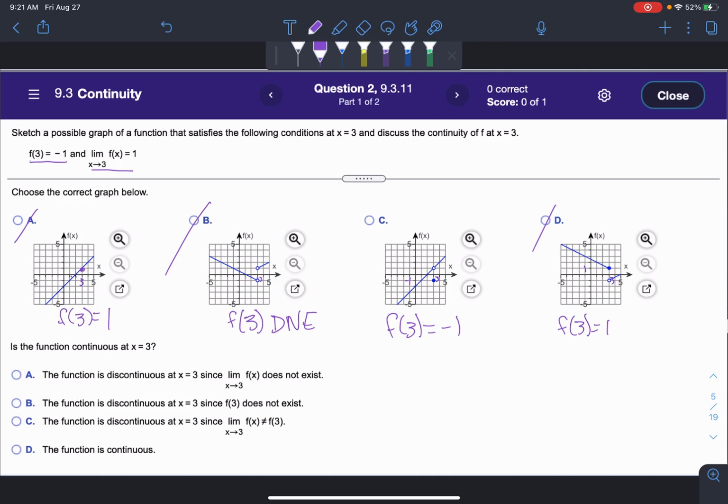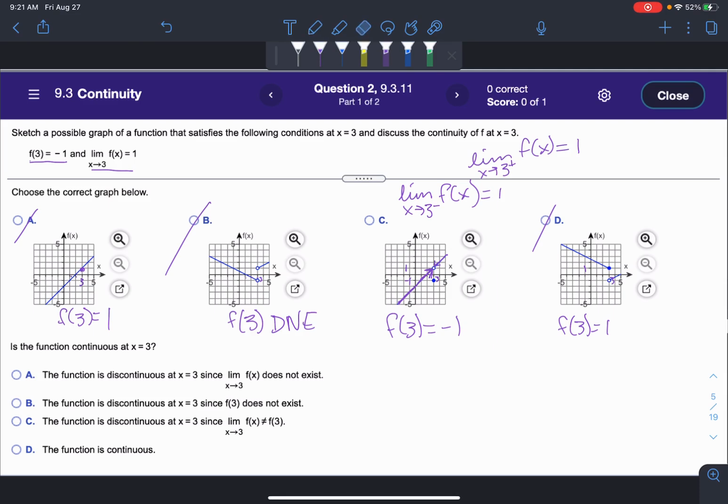And let's just verify that C has the limit as x goes to 3 of f of x. And how we do that is let's look to the left. So let's travel left to right towards x equals 3. And it looks like we're going to 1. And let's do the opposite. If we do the limit as x approaches 3 from the right of f of x, let's go from right to left towards 3. And we're also approaching 1.